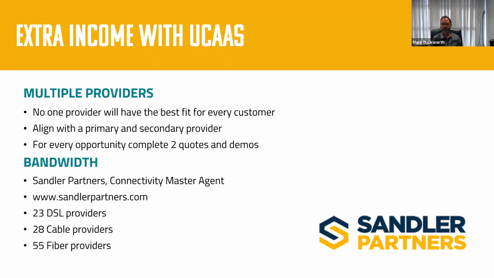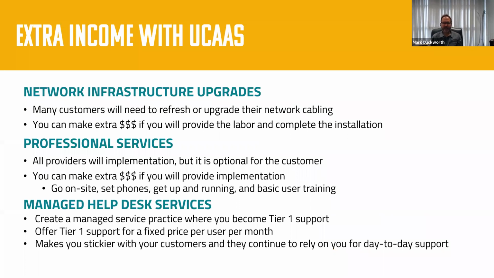So a couple of things that we want to talk about here is this extra income. You're going to make more money if you're providing 2 quotes, 2 demos. We want to have you align with a primary and a secondary as far as a UCaaS partner, and then we want to make sure you're quoting bandwidth on every deal. If you're selling a traditional on-premise phone system, we want you selling SIP with that, right? So we've got NEC SIP circuits, and Sandler certainly provides SIP as well. There's lots of additional ways with UCaaS you're going to make extra money, and these things are critical.